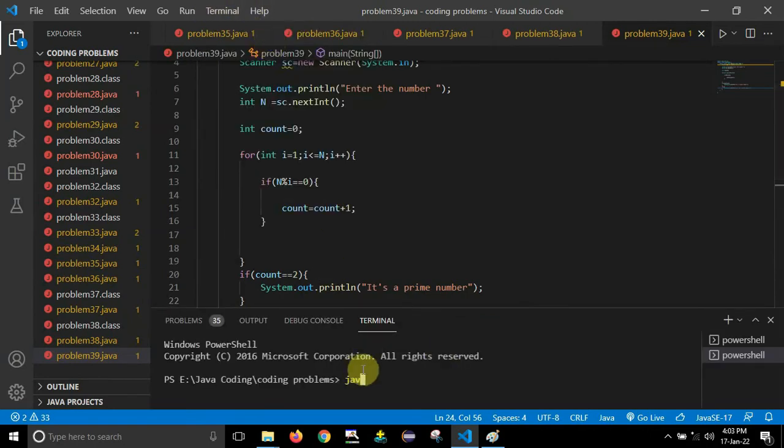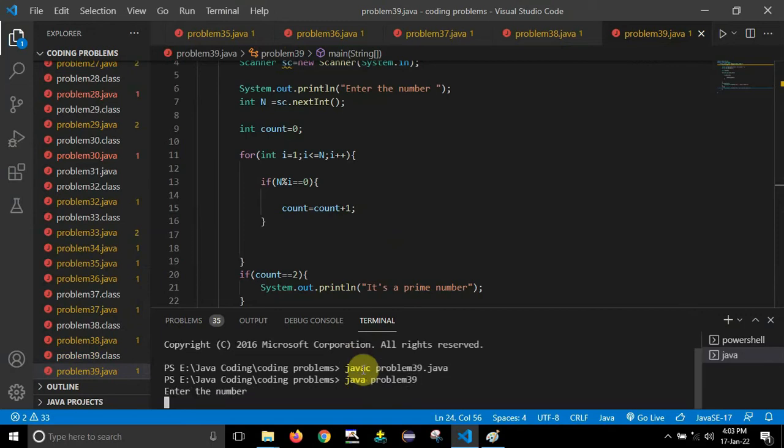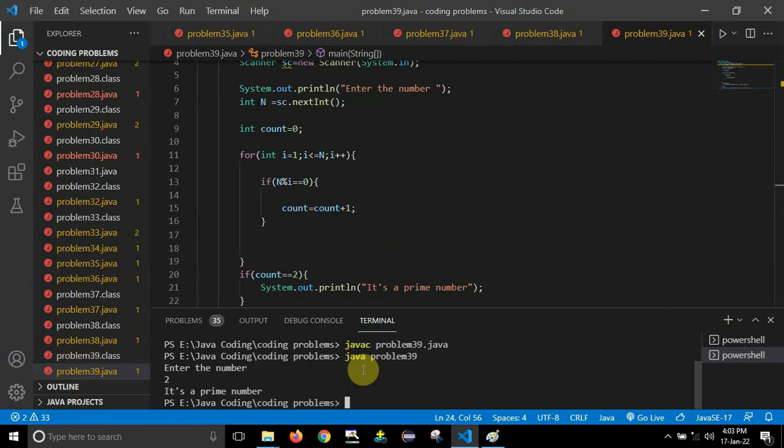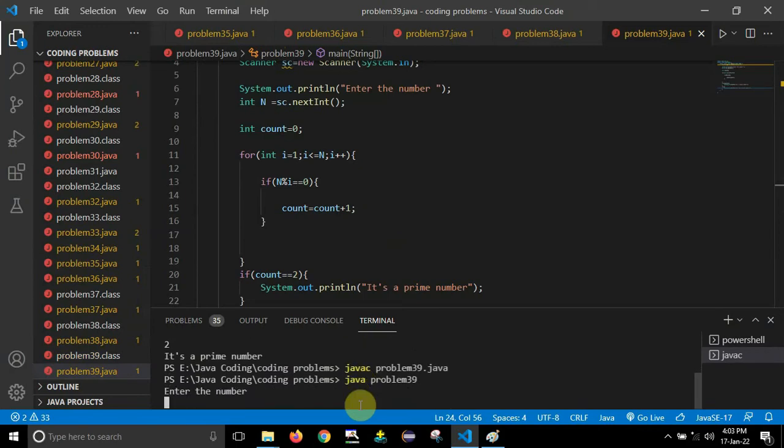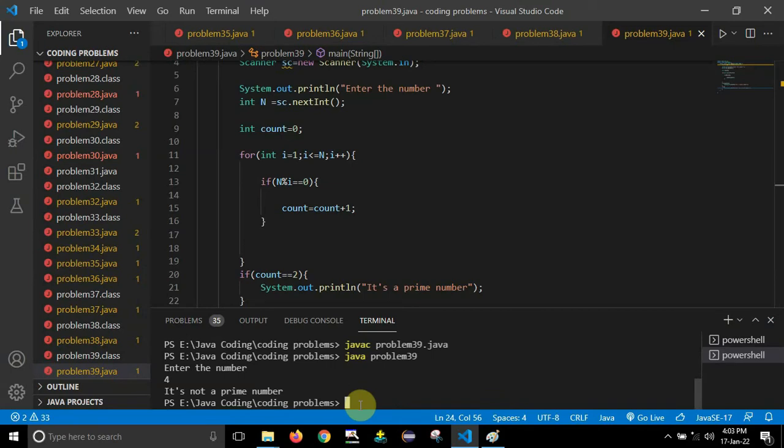So javac, the file name is problem39.java. Let us compile. Okay, java problem39, and it is saying enter the number. I will enter 2, and it says it's a prime number. Okay, let me just check for other things as well. Compile it again and run it. So let me just take 4. It's not a prime number. Correct, 4 is not a prime number.